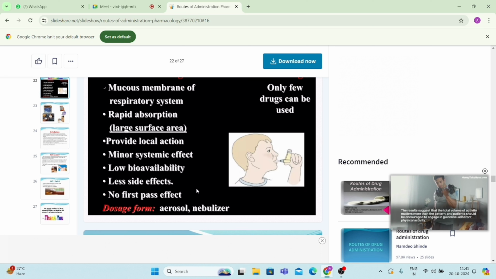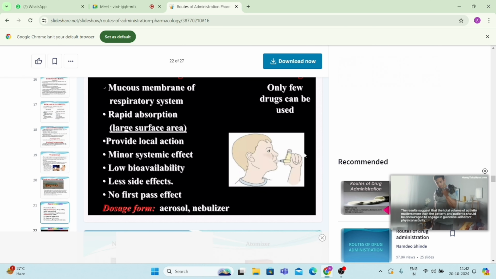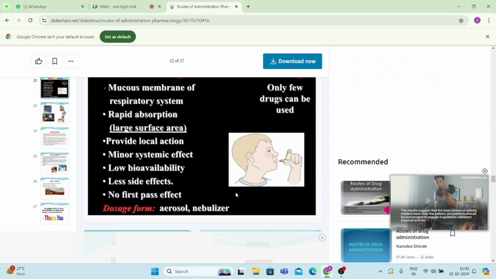Now what are the advantages? Let us see. One is rapid absorption, and even here also you won't have first pass effect. And not all the drugs can be used in case of this particular inhalation method. And next is bioavailability is very less. What do you mean by bioavailability? The amount of the drug available in the body, we call it as bioavailability. And even side effects are very less when compared with oral and parenteral.